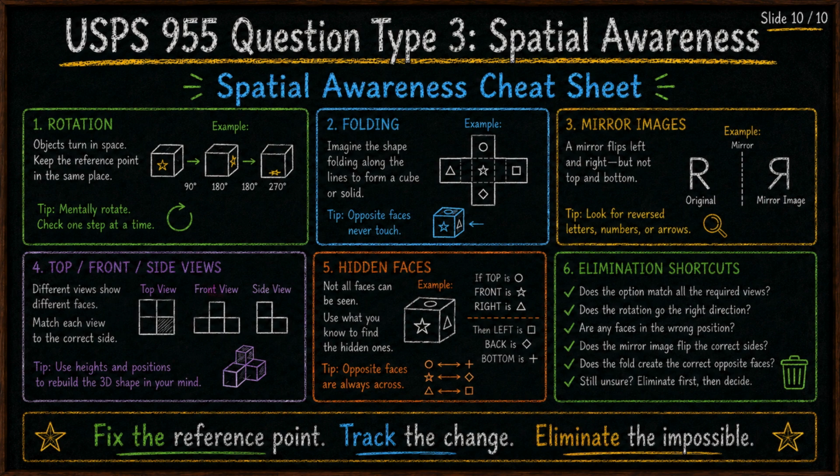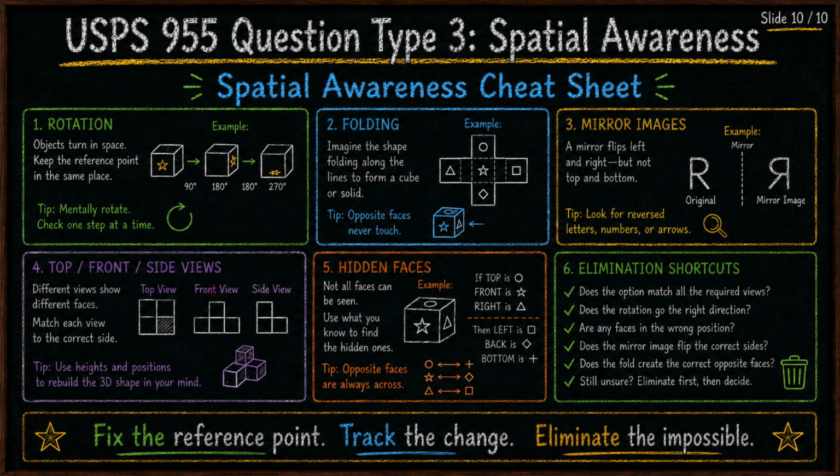This is the first cheat sheet for spatial awareness. Rotation means mentally turning the shape in space. The object stays the same. Only the view changes. Use small steps. 90 degrees at a time is easier than trying to jump straight to the final answer. Folding means imagining a flat pattern becoming a 3D shape. Follow fold lines. Track adjacent faces. Remember that opposite faces never touch.